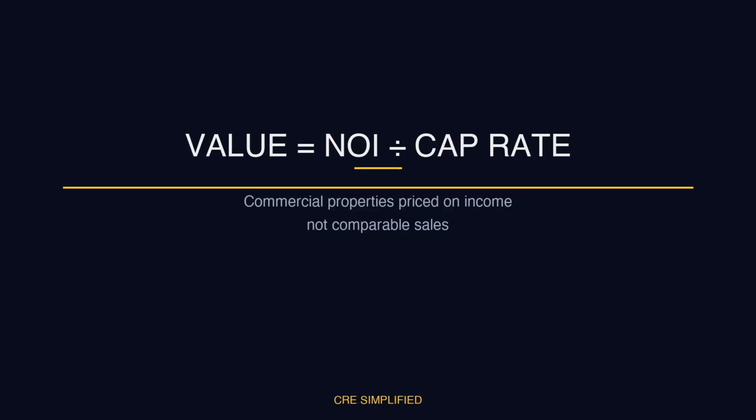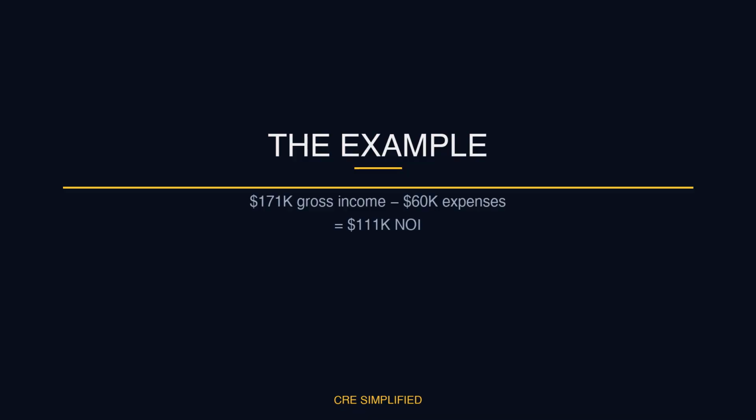The formula you need: value equals NOI divided by cap rate. We've covered both of these before. NOI is net operating income, the money a property earns after expenses before debt. Cap rate is the market's required return for that type of property in that location. Let's walk through an actual valuation.